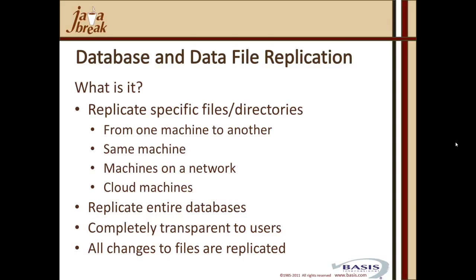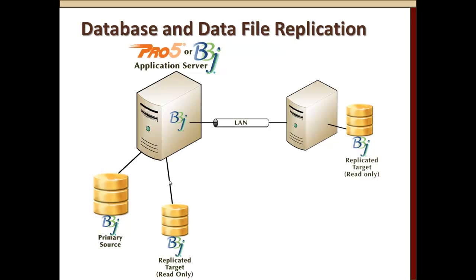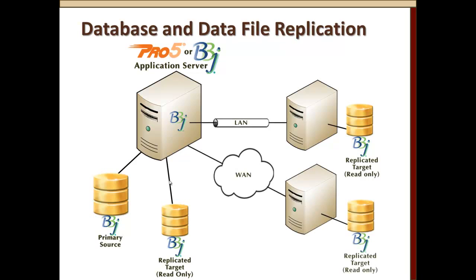Any changes to the files are replicated, and only the changes to the files are replicated, making it extremely efficient and very low overhead on the production system. As an example, we could have our primary data sitting here in the BBj primary source and have Pro5, Visual Pro5 or BBj as the application server accessing that data. And then we can have a replicated copy of that data, either files or the data dictionary and database itself, on the same machine. Or we could replicate that data across the local area network. And finally, we can replicate it across the wide area network, even to a cloud machine.